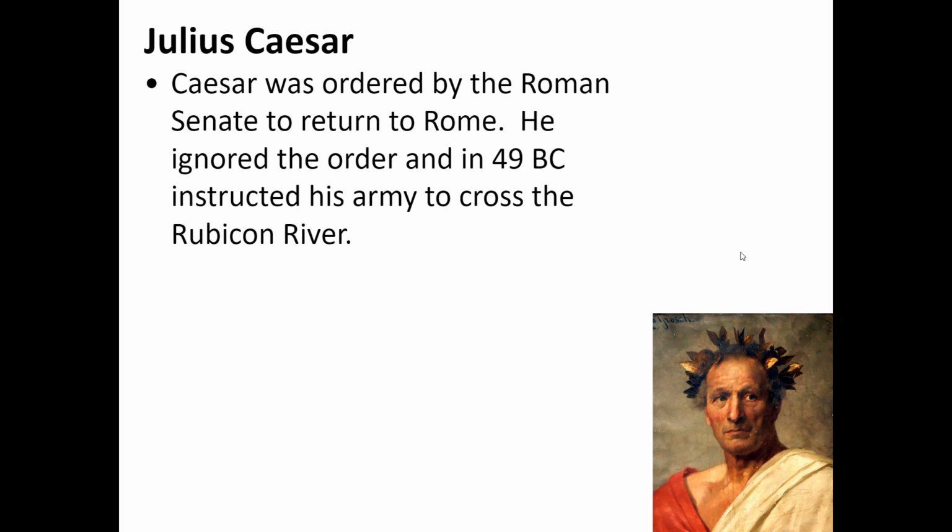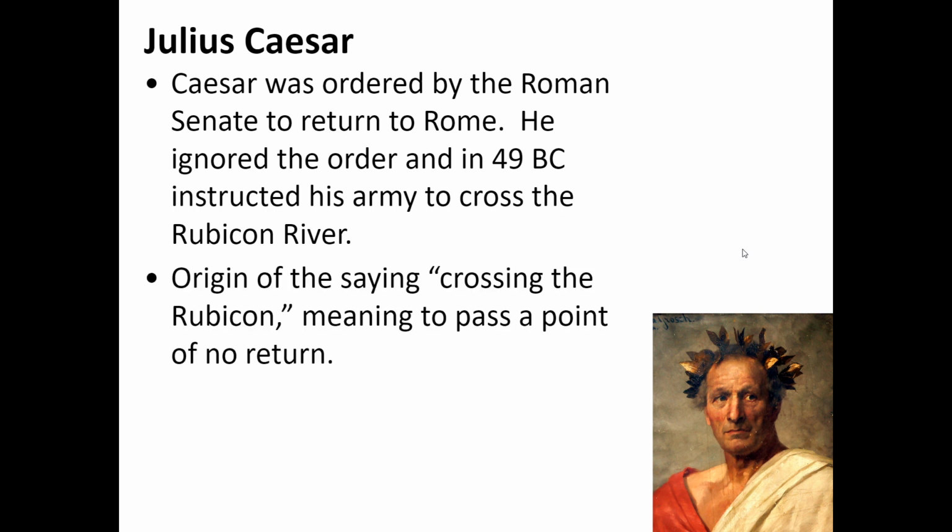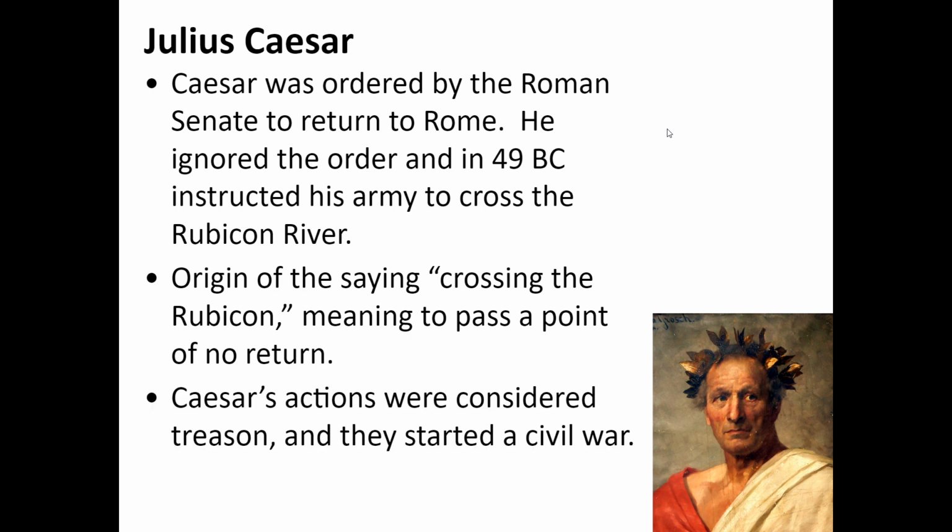Now, Caesar was ordered by the Roman Senate to return to Rome. But he was feeling his power, and he ignored the order, and in 49 BC, he instructed his army to cross the Rubicon River. And that's the origin of a saying that we still have today, crossing the Rubicon, which means to pass a point of no return. Caesar's actions were considered treason, and they started a civil war.